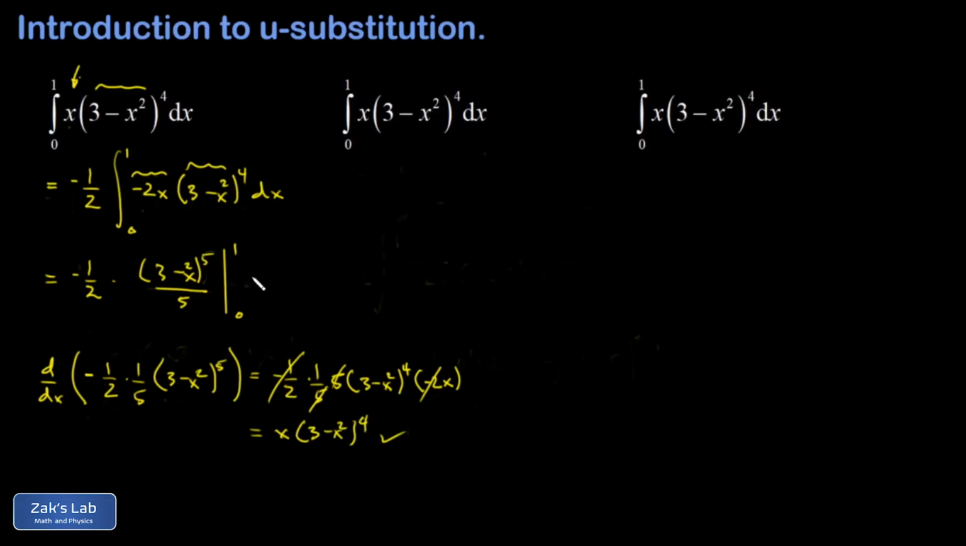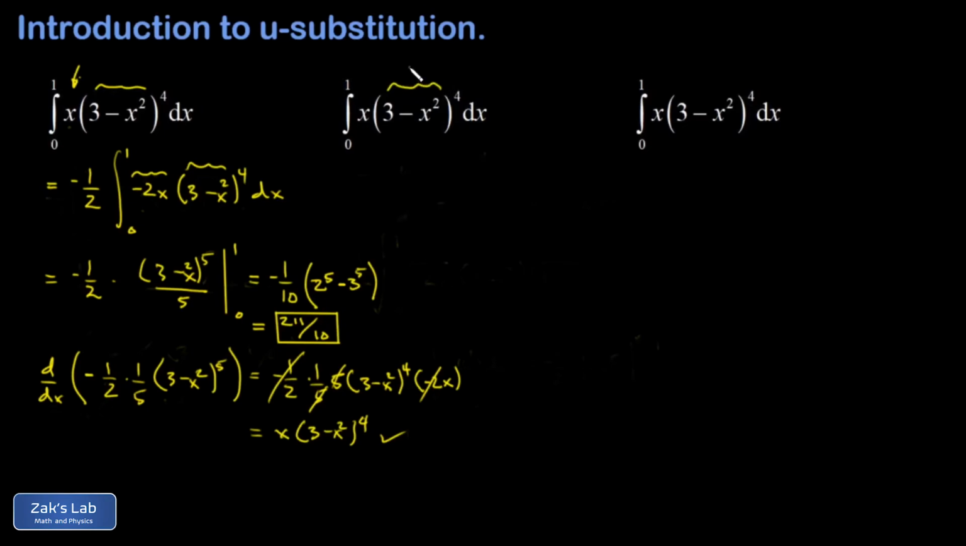Now what about evaluating this thing across the limits of integration? I have a negative 1/10 after I gather the constants. And then when I sub in a 1 into this thing, I end up with a 3 minus 1, or a 2 to the 5th. And when I sub in a 0, I end up with a 3 to the 5th. So I have a 2 to the 5th minus 3 to the 5th. And this works out to 211 tenths, or 211 over 10. In the next approach to the integral, I'm going to use a formal u-substitution.